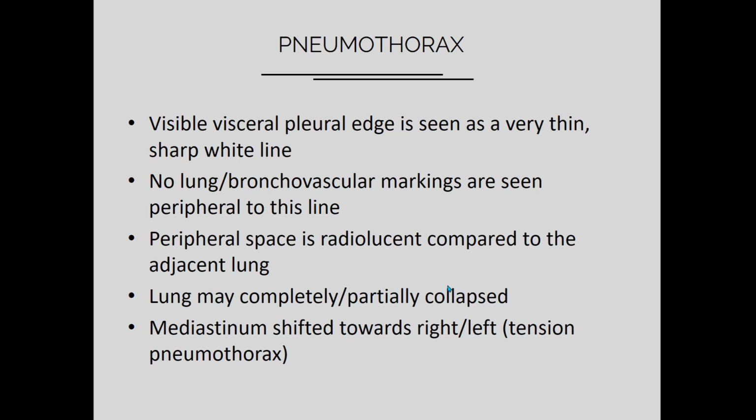Peripheral space is radiolucent. This is the specific term that we have used. Okay, peripheral space is radiolucent compared to the adjacent lung. Lung may completely or partially collapse. That depends. In the previous slide, we have seen the lung that was completely collapsed. So if that is completely collapsed, you have to write down that it is completely collapsed.